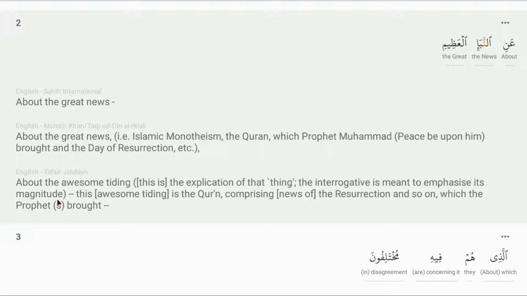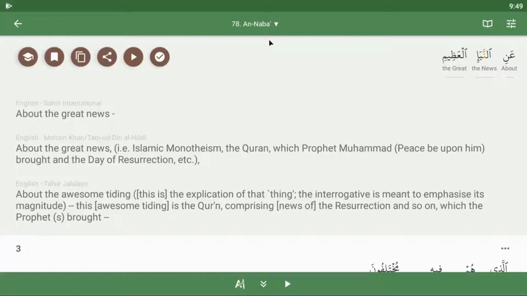So why do we have an interrogation here? Because to show magnitude. This is the Quran, comprising news of the resurrection and so on, which the prophets brought. So what is this Naba? Naba is the great news, right? The great news. So let's go to the Tafsir, what he says about these two verses.